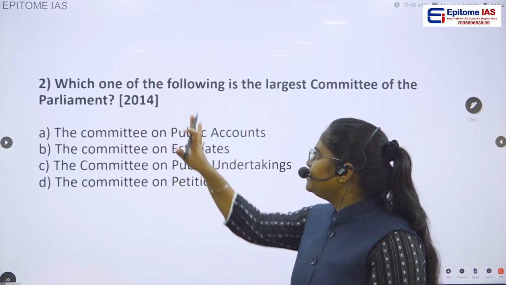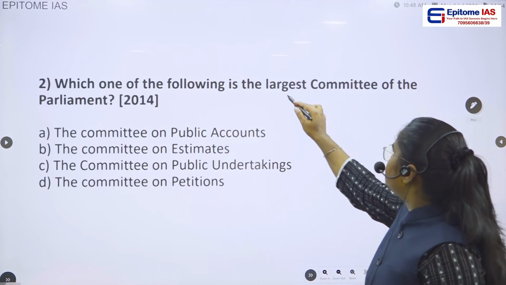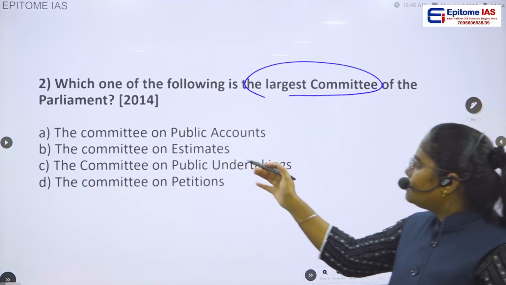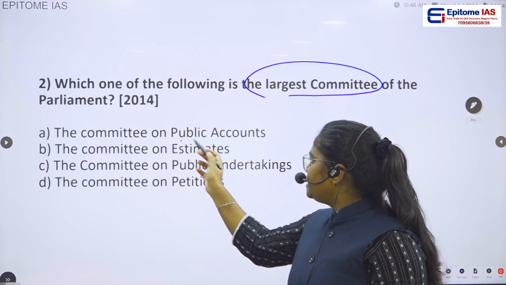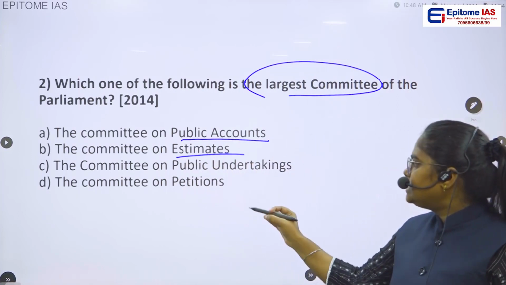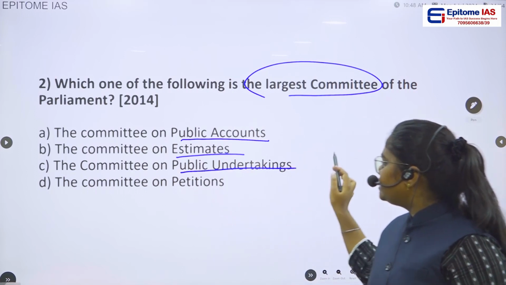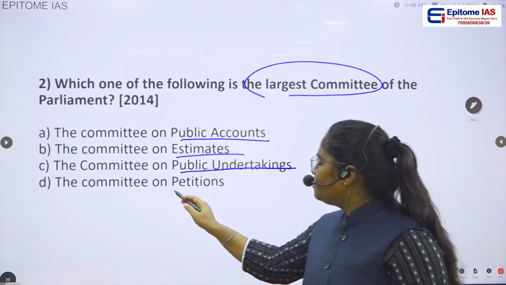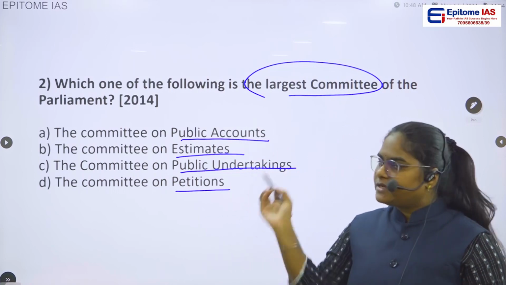So the next question, which one of the following is the largest committee of the Parliament? Option A, the Committee on Public Accounts. Option B, the Committee on Estimates. Option C, the Committee on Public Undertakings, and option D, the Committee on Petitions. So this is a factual question.